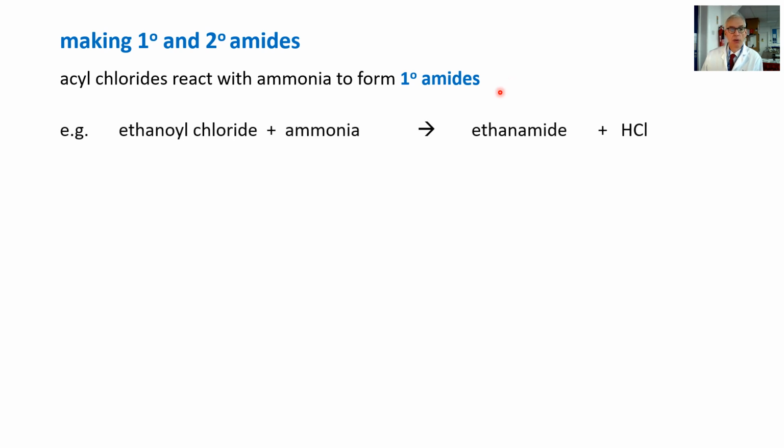So for example, ethanoyl chloride and ammonia would make ethanamide, with hydrogen chloride, HCl, being eliminated in a condensation reaction. Would you like to draw the structures for that equation? Pause, take your time, come back when you are ready to check.